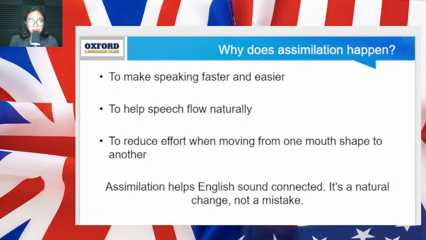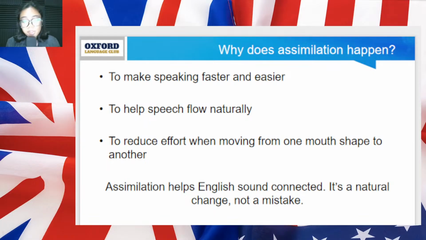Okay? Finally, we have here a slide that tells us a very important point about assimilation. Assimilation helps English sound connected. It's a natural change, not a mistake. This means that when sounds change because of assimilation, it is not an error in speaking, just like elision. It is not something that fluent speakers try to avoid. Instead, it is how English naturally connects words together. So these changes make the language sound smooth, fast, and natural, exactly how native speakers speak all the time.